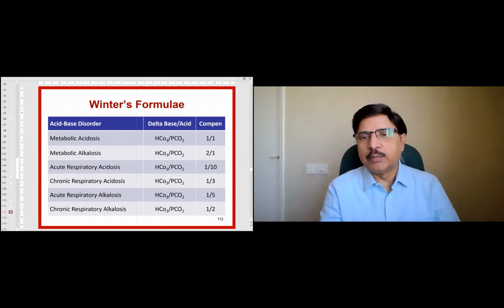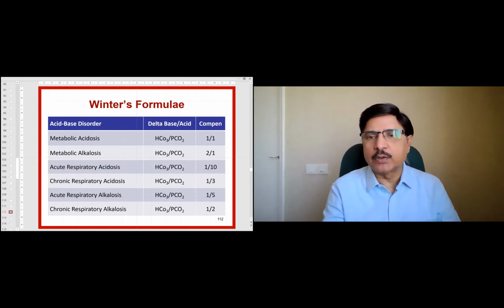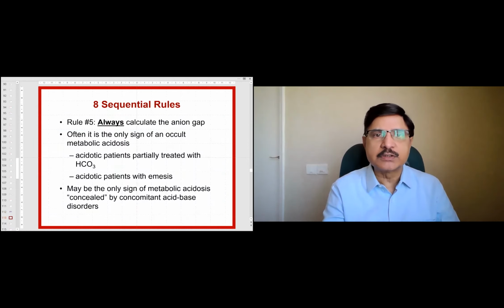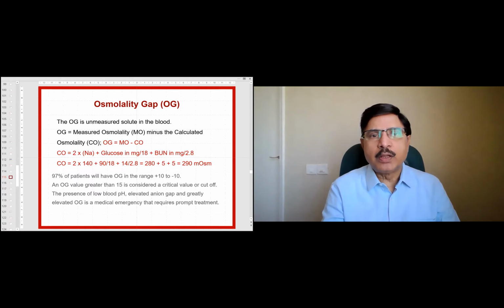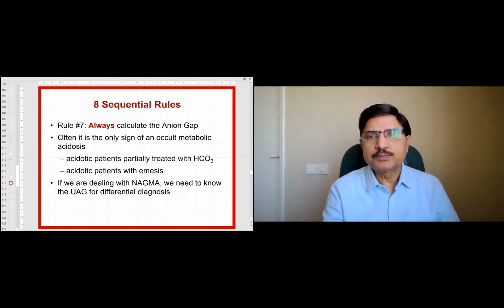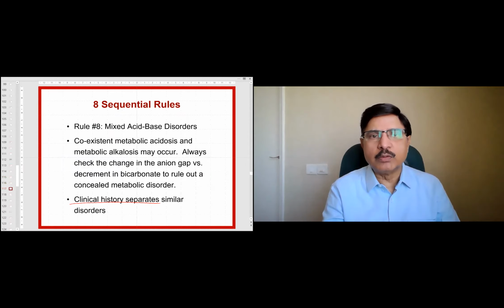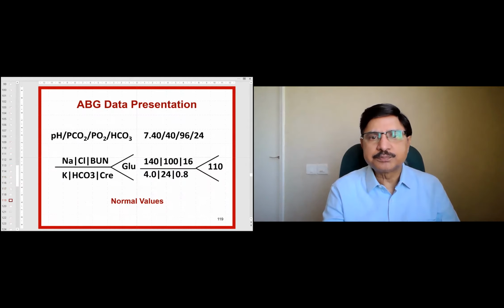And these are the variables. We will come back to that. This I have circulated to you also. You can keep them in front of you before you work out these things. So let us go for the anion gap, you know, and delta bicarbonate also you know. And then osmolar gap also you know. So let us now look at the questions.